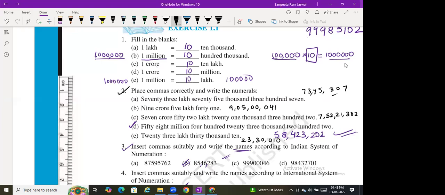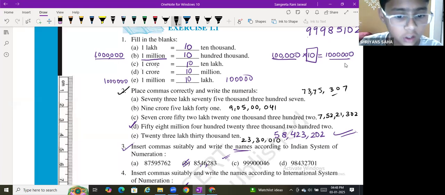Now insert commas suitably and write the names according to Indian system of numeration. Now can you write it in reverse order as it was written here in the Indian system of numeration? You don't have to write, you just tell me. Okay, I'll ask each one of you one by one. Shreyansh, tell me the first one.